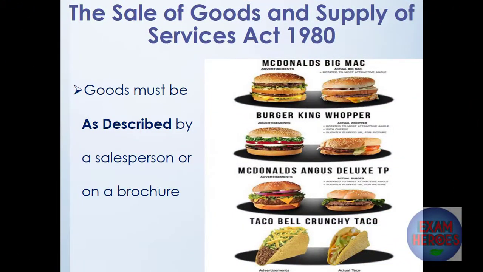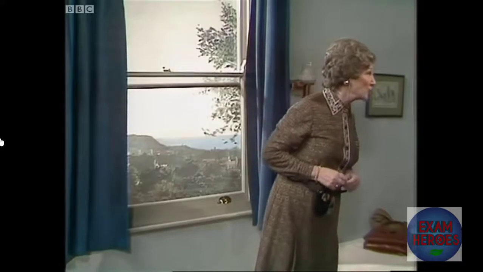The Sale of Goods and Supply of Services Act 1980 also says that goods must be as described by a salesperson or on a brochure. For example, in this menu here, you can see that the products aren't as described in real life as they are on the menu. But this isn't always very clear cut. Sometimes the customer and the business owner can have a disagreement on this, and it can be a difference of opinion.